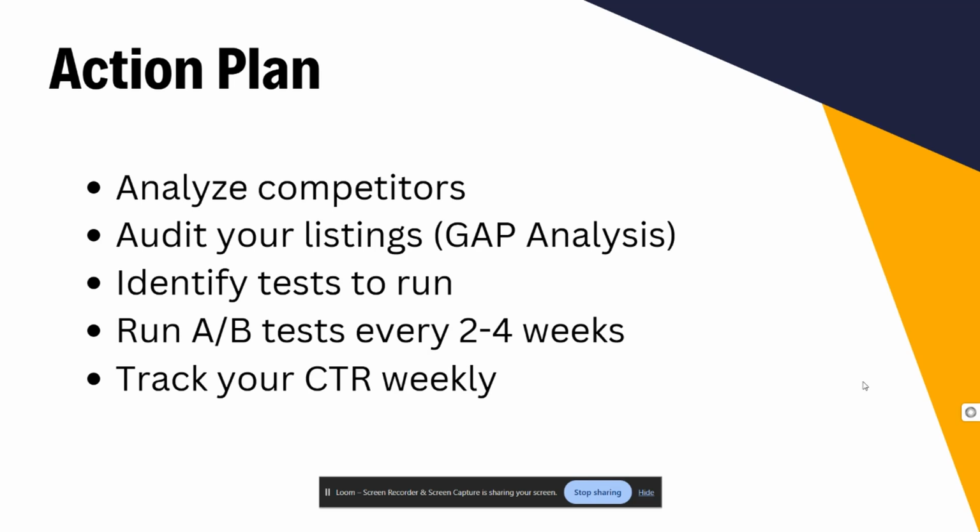So audit your listing, do a comparison. That's the gap analysis, and identify tests that you want to run as part of the Manage Experiments, right? So that's the A/B testing. See what images, what titles, what pricing you want to test, so you can see what drives better results or a better click-through rate. And just make sure that you're not testing so many things at the same time, right? You want to test one thing at a time.